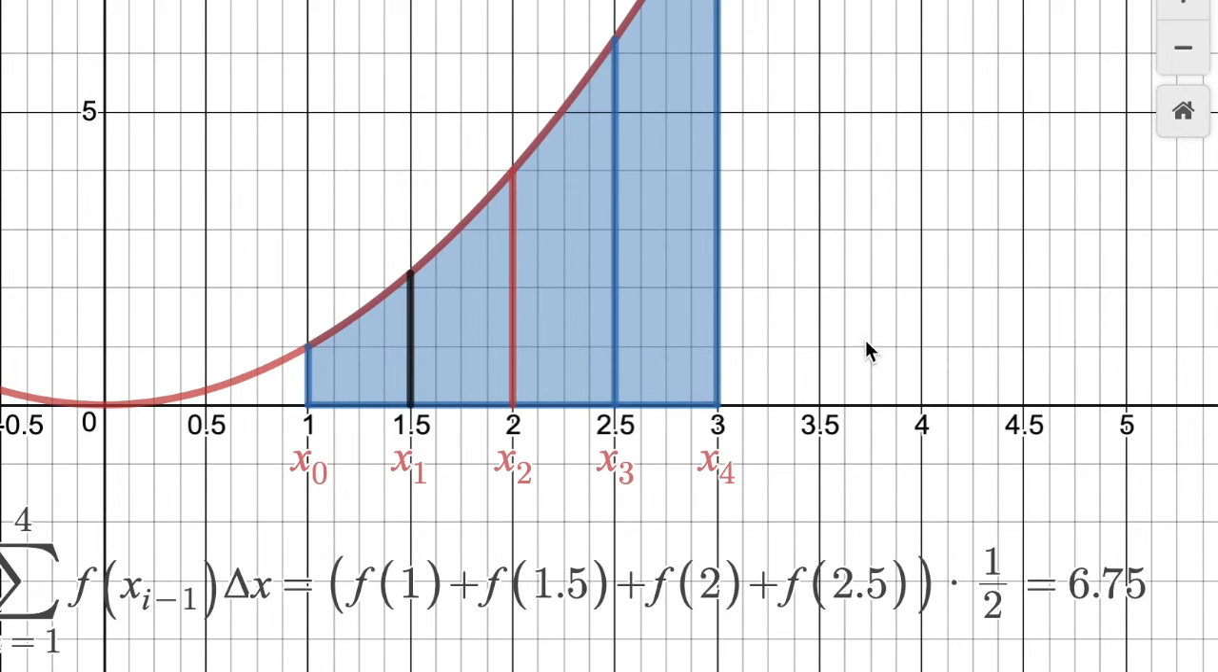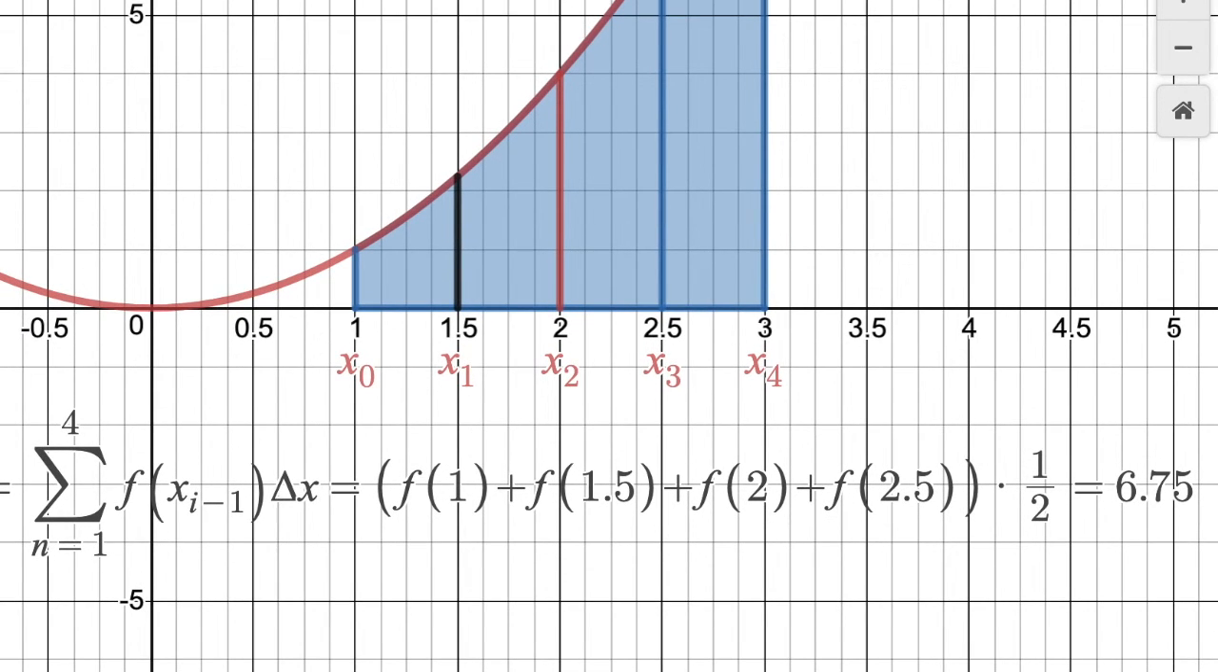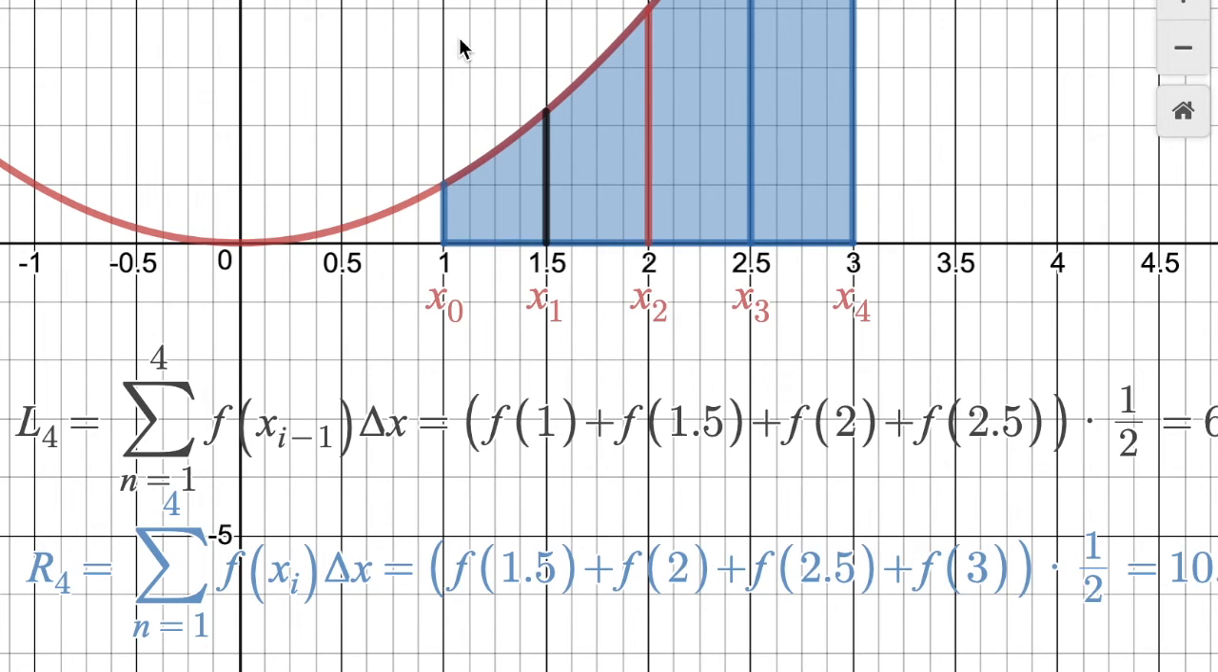So I only ever use one endpoint. If I'm going to use my left endpoints, I'm going to use the left one and not the right. And if I'm going to use my right endpoints, I'm going to use the right one and not the first one. So the way that I write this one here is like this. So this is my R4, okay?